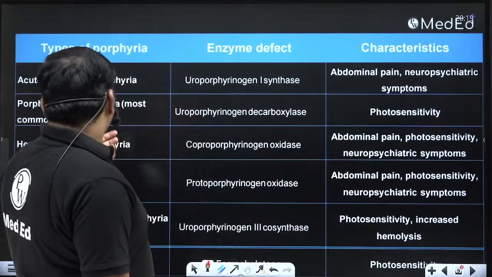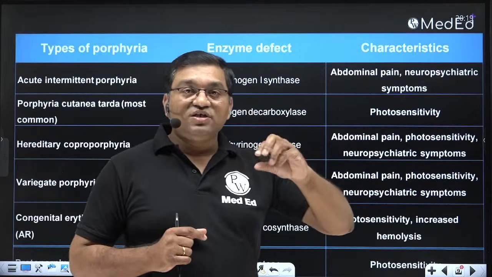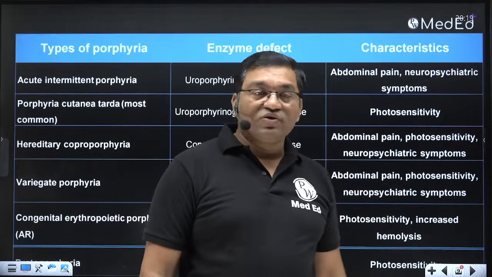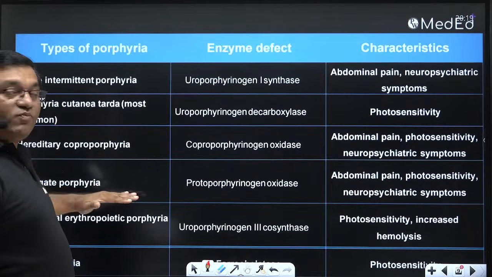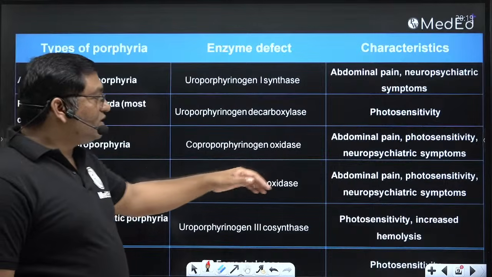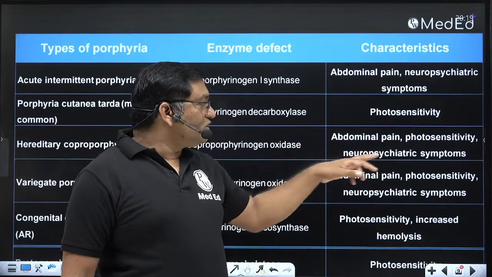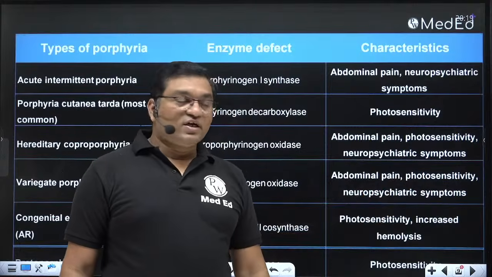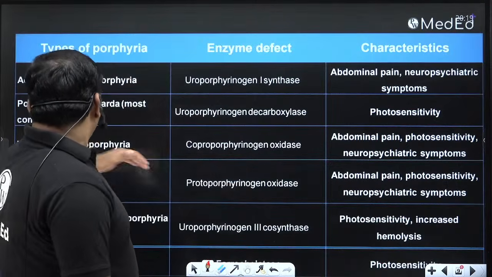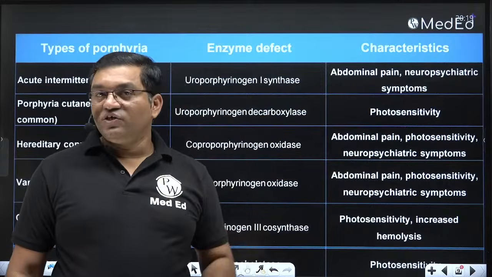So in porphyria cutanea tarda, there will be blistering skin, bullous skin lesions, large skin lesions. Then in hereditary coproporphyria and variegate porphyria, all three symptoms will be there: abdominal pain, photosensitivity, neuropsychiatric symptoms. Apart from acute intermittent porphyria, photosensitivity is common in all the others.